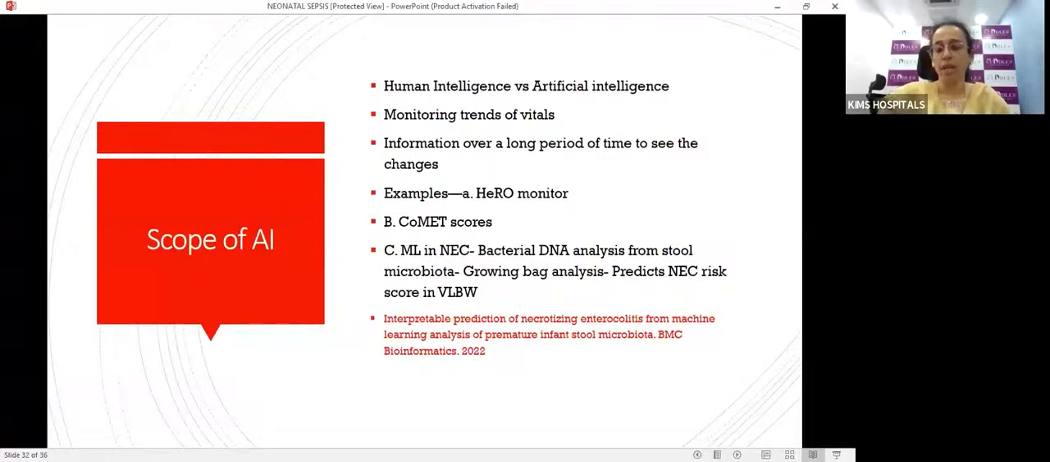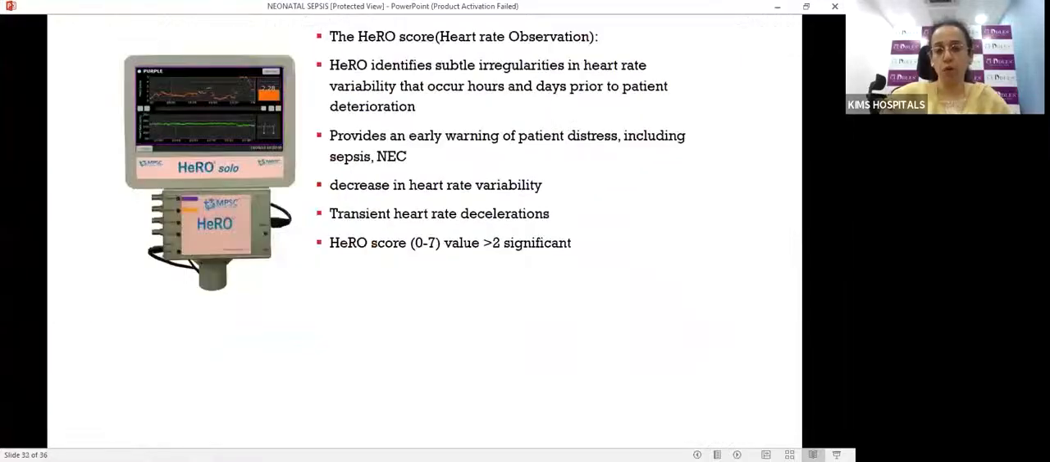So now let us see in detail about this HeRO monitor. What is the HeRO monitor? HeRO is the heart rate observation score. The monitor will look like this, in which there should be a variability in the heart rate. Usually the heart rate of the baby increases during inspiration and decreases during expiration. So this variability is normal. Lack of variability is abnormal. This monitor will detect subtle irregularities in the heart rate variability.